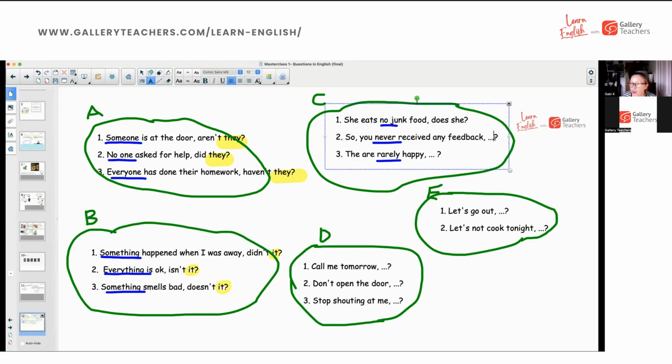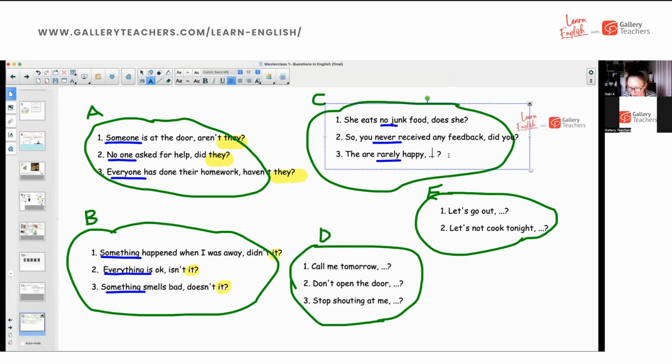How about this one? So you never. This is actually, again, something that happened yesterday. I think someone sent me a message saying, so you never received any feedback. And then what could be the question tag? Look at the tense. So you never received any feedback. What tense is it? It's past, right? So did you? That's it. Very good, Ashik. So you never received any feedback, did you?